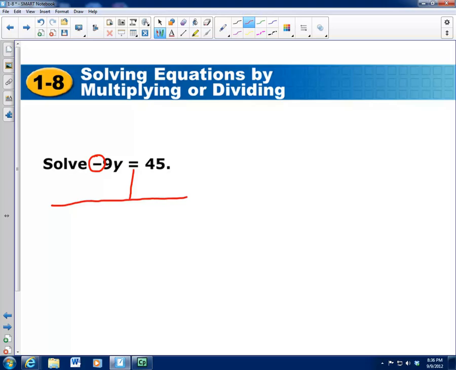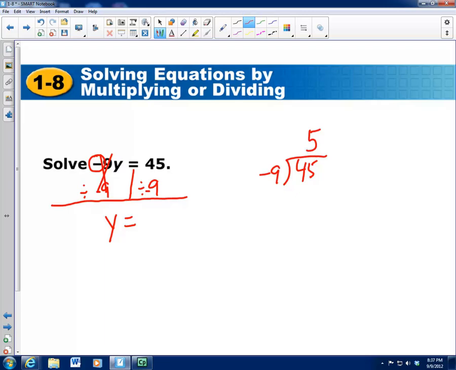Then we're going to have to get rid of this negative 9. Well, to get rid of that negative 9, I have to divide by negative 9 on both sides of my equal sign. My 9's are going to cancel each other out here, which leaves me with y equals, now I'm going to have, oh, I forgot my negative there. 45 divided by negative 9. Well, I know that that's going to go in there 5 times.